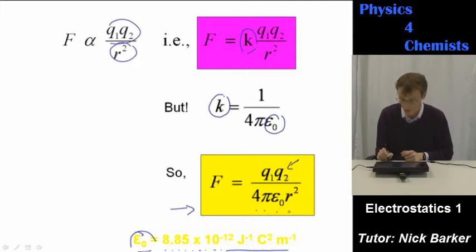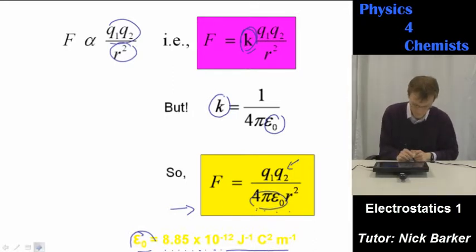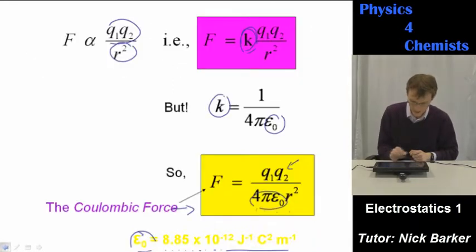naught r squared. The point of showing you that is please don't be frightened by awful looking equations like this. 4 is a number, pi is a number, and epsilon naught is a number as well. And so all of this is a constant, and you can tie it back up to this one here. It's an unchanging value. It looks scary, it's not really. Just go back one there. That's called the Coulombic force, F.